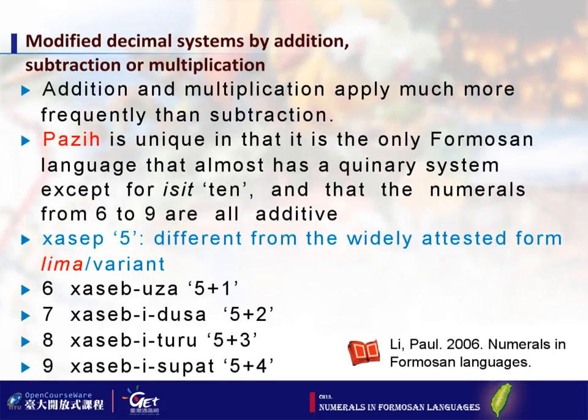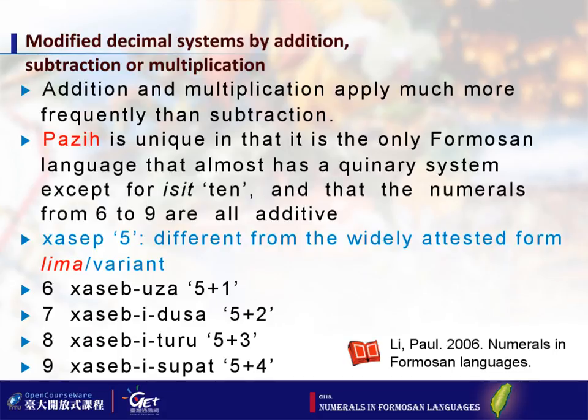So this is something we have just talked about. Addition and multiplication apply much more frequently than subtraction, because for subtraction we only see one single example, which is number 9. They make it from 10 minus 1. And 10, again, is a reflection of the decimal system, because they are using 10 as a unit, minus 1 becomes 9. But that's very rare. Most of them are using addition, plus, and multiplication, okay?